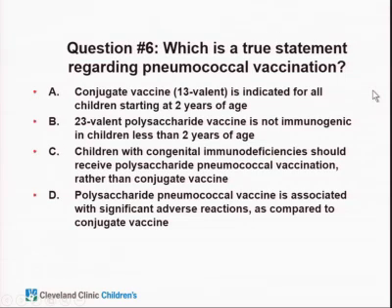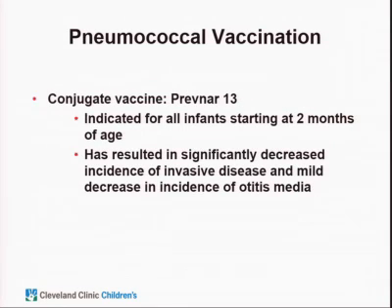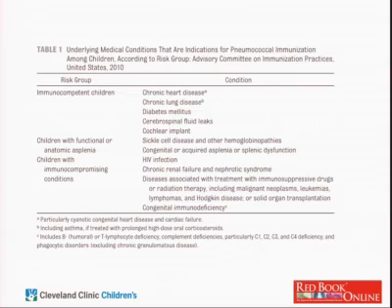Okay, very good. So the reason we don't give the polysaccharide vaccine before 2 years of age is because it's not immunogenic. This is recommended for children 2 years and older who are at high risk for invasive pneumococcal disease, and this is generally tolerated very well. Whereas, as you know, the conjugate vaccine is indicated for all infants starting at 2 months of age, and this has resulted in significantly decreased incidence of invasive pneumococcal disease and a mild decrease in the incidence of otitis media.